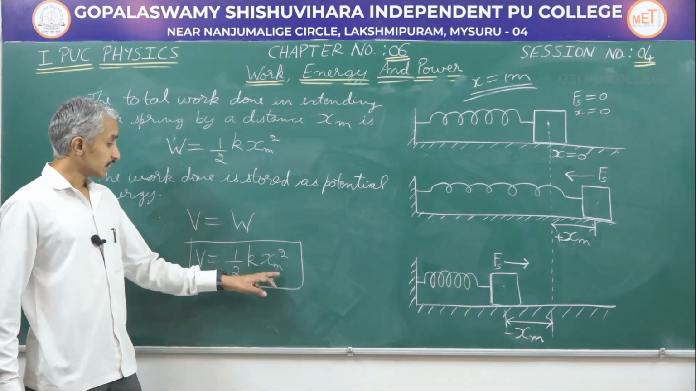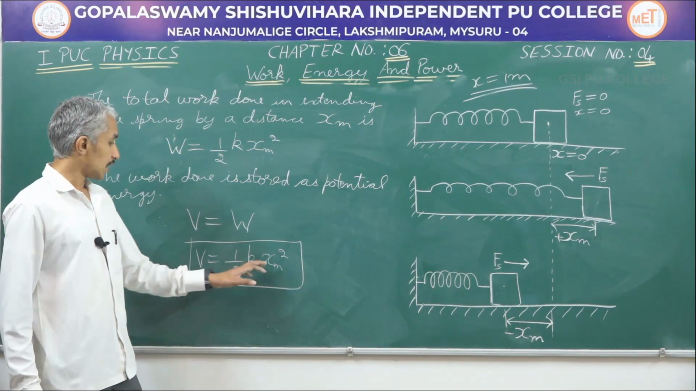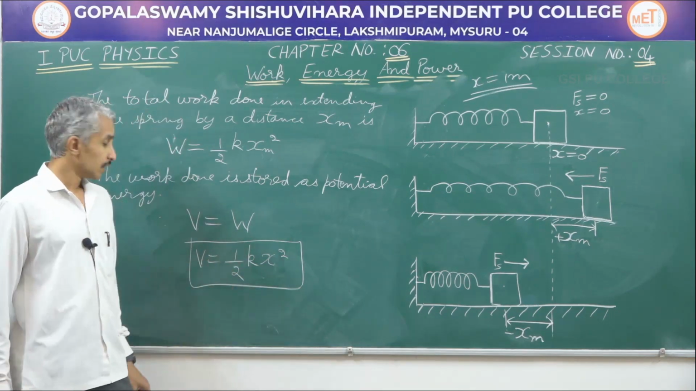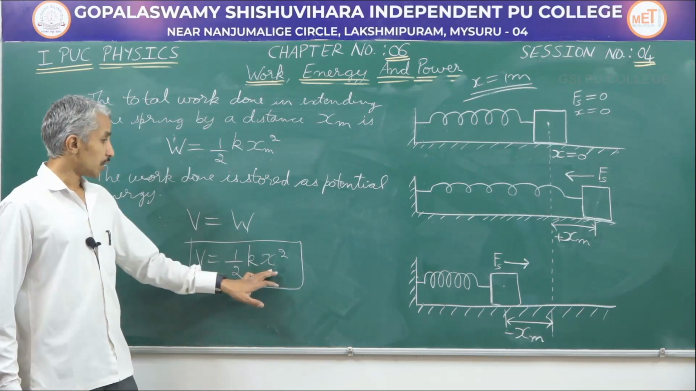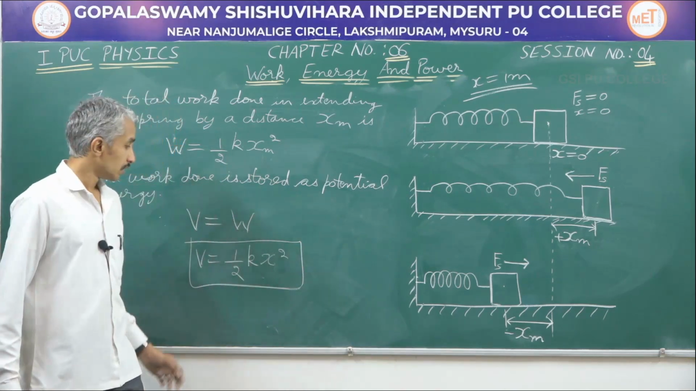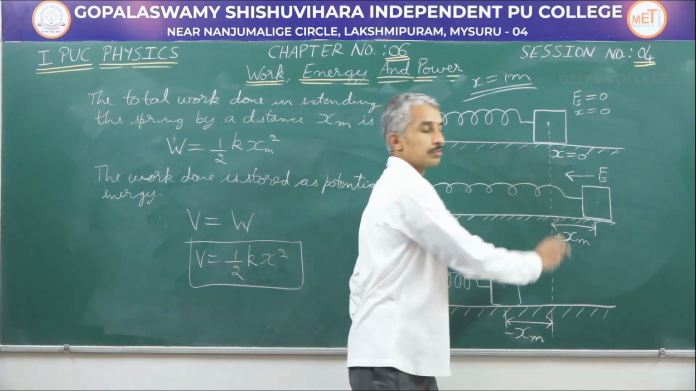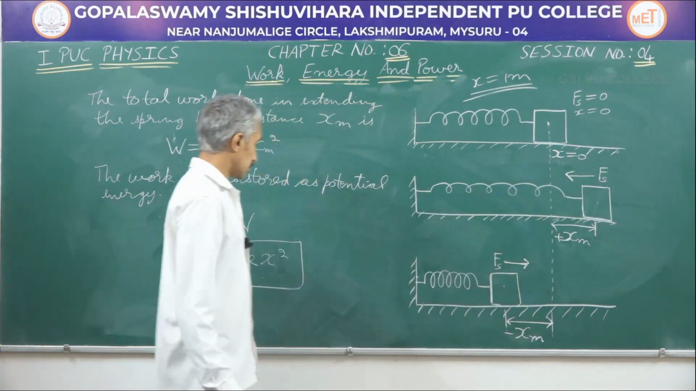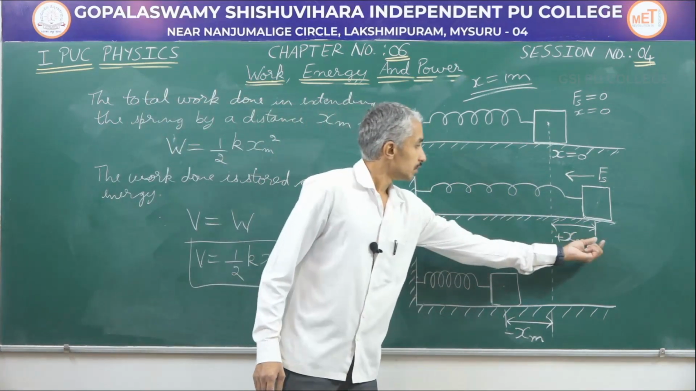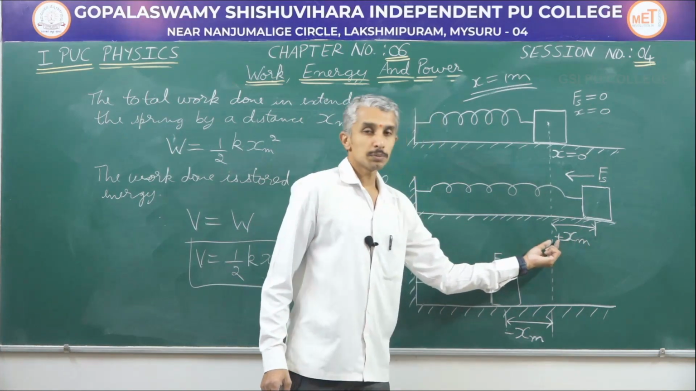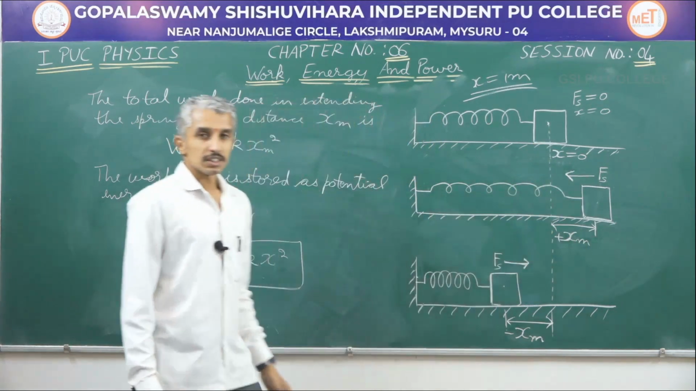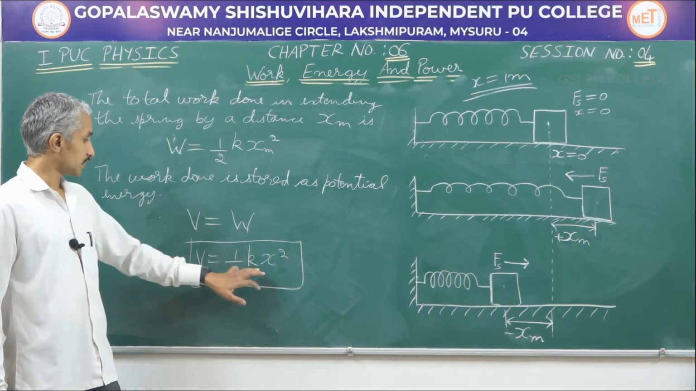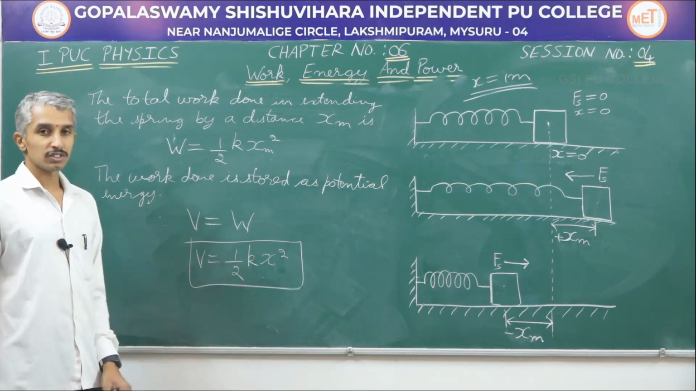And here I need not write xm always. Instead of writing half k xm square, I can simply write half kx square. So the potential energy is dependent upon the extension from the mean position. If the extension is 0, at the mean position its potential energy is going to be 0. So anywhere between the maximum extension and the mean position or the rest position, the spring mass system will have a potential energy, and it is given by half kx square, where k is the spring constant.